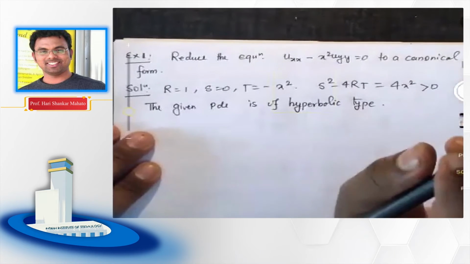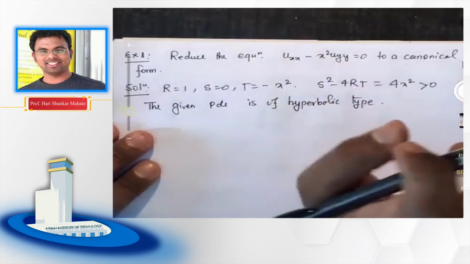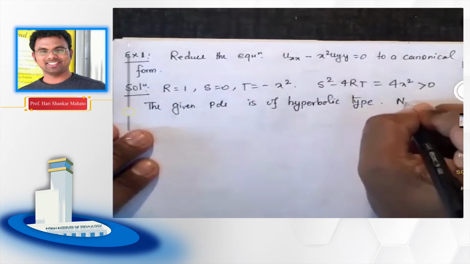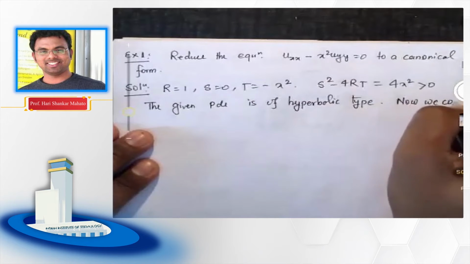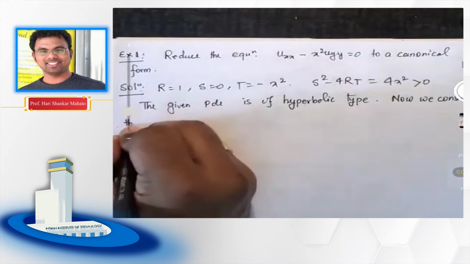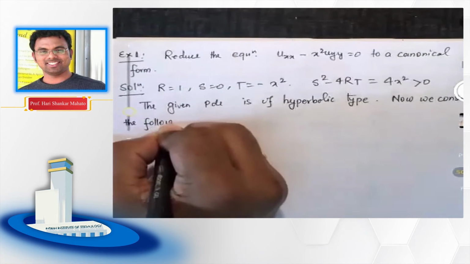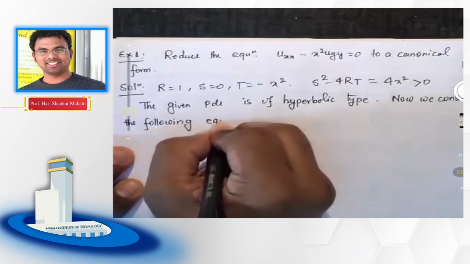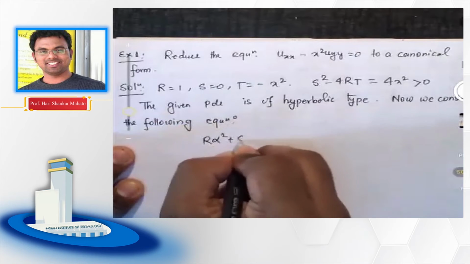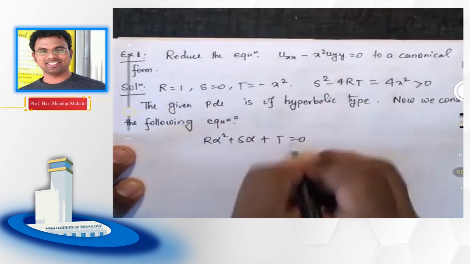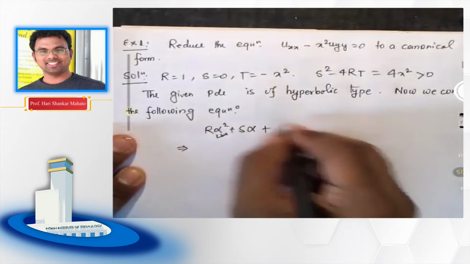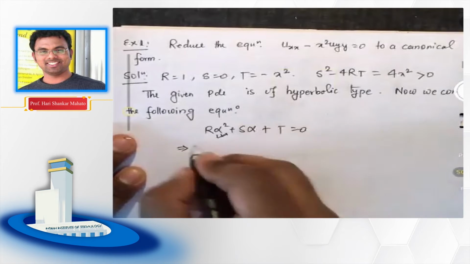All right, that is the first thing in these type of problems. So I got my hyperbolic PDE. Now we are going to find out xi and eta. So now we consider the following equation. What is that equation? R alpha square plus S alpha plus T equals to 0. A quadratic equation where we are interested in the roots of alpha.